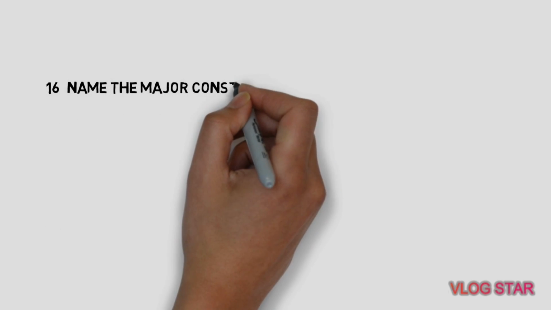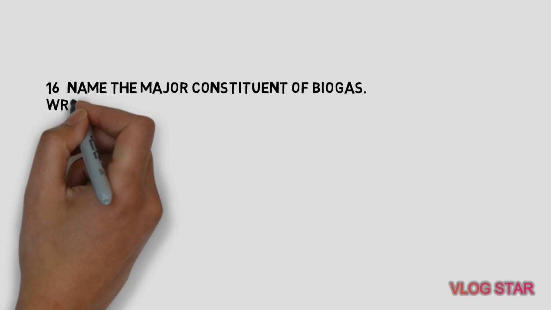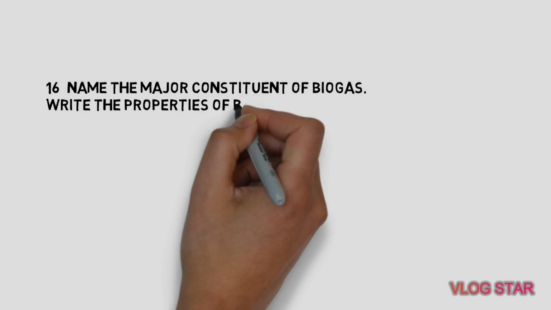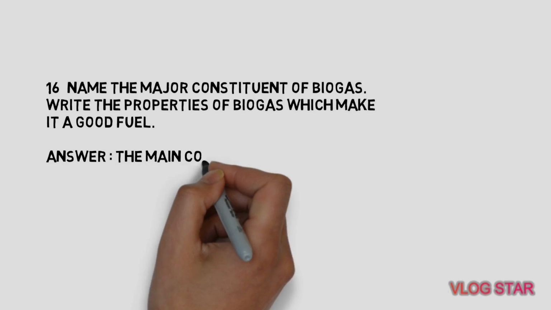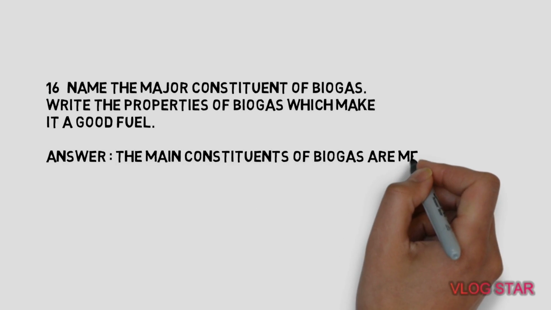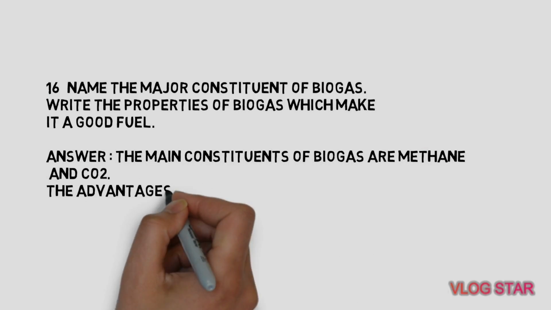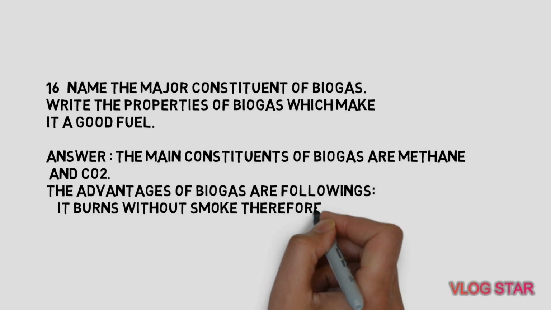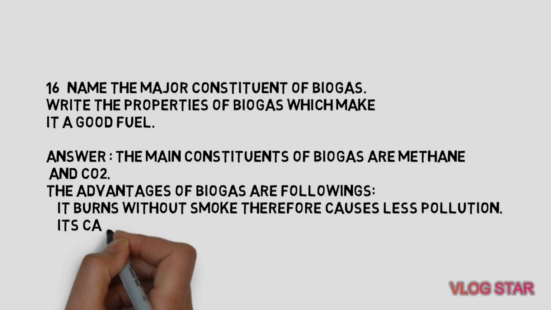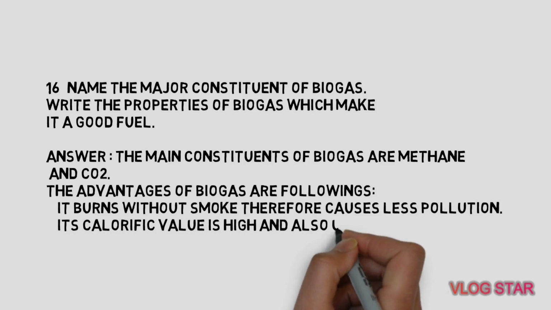16. Name the major constituent of biogas. Write the properties of biogas which make it a good fuel. Answer: the main constituents of biogas are methane and CO2. The advantages of biogas are the following: it burns without smoke, therefore causes less pollution. Its calorific value is high and it is also used for lighting.